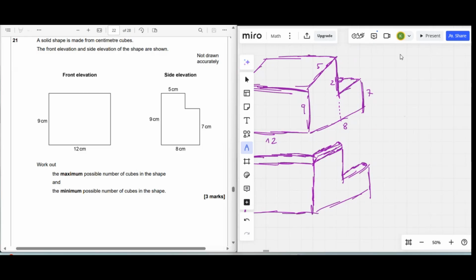Number of cubes in the shape. That will be volume. Volume is side A times side B times side C. First let's take this piece. That will be 12 times 9 times 5. Length, width and height.